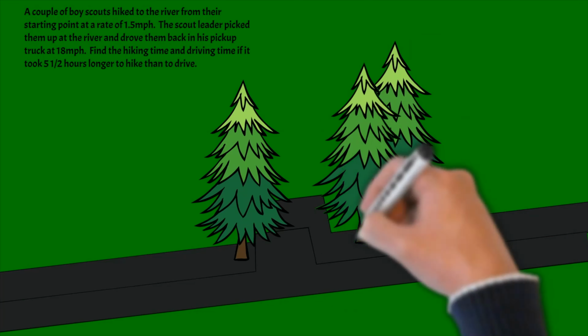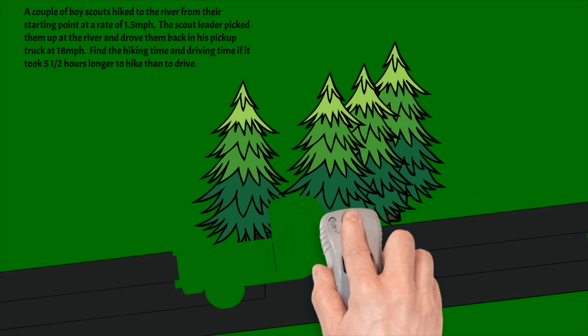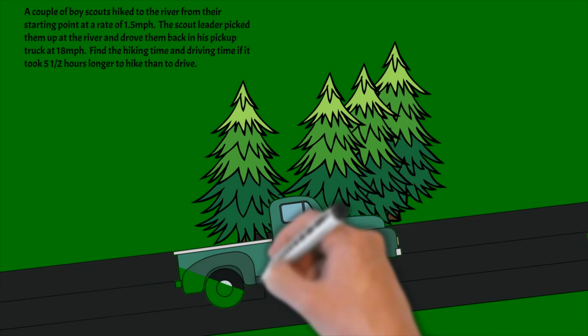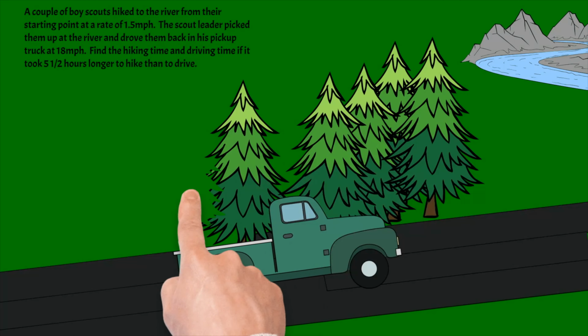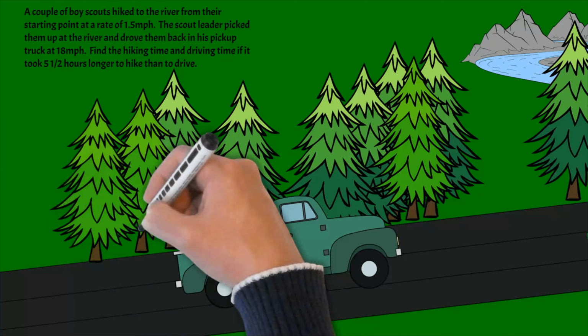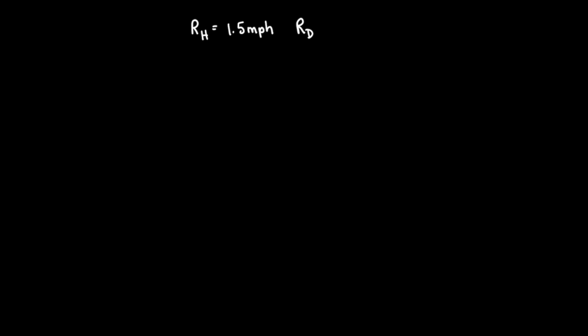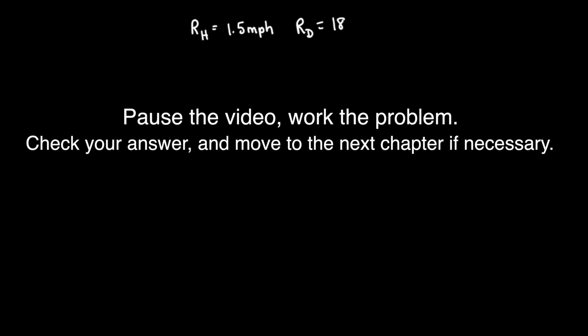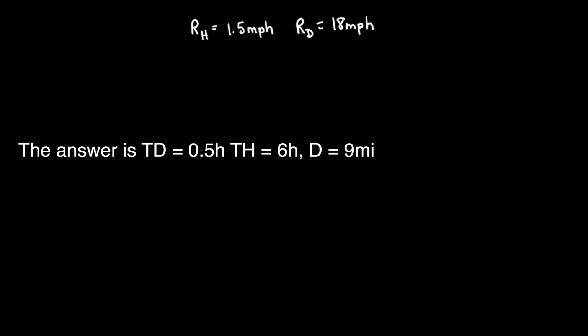So again, we're dealing with the same distance to the river as from the river. So we will be able to set our rate times time equal to one another for the driving and the hiking. So that is what we will do. Okay, so the rate of the hike is 1.5 miles per hour for the boys. And the rate for the driving is 18 miles per hour for the scout leader that's coming to pick them up.